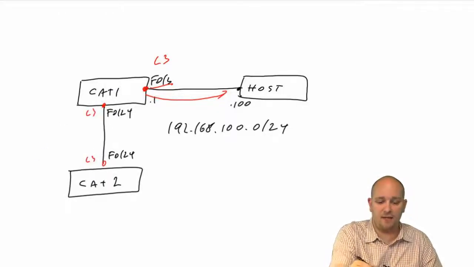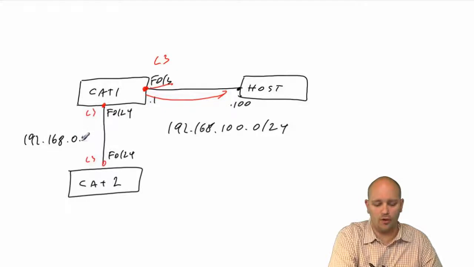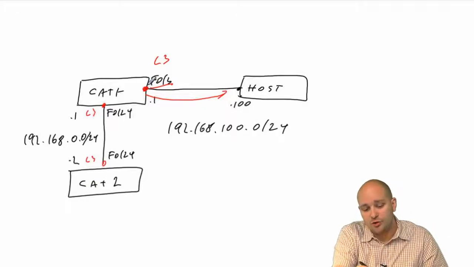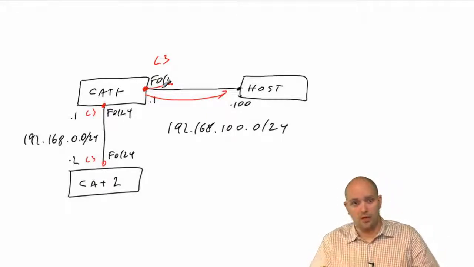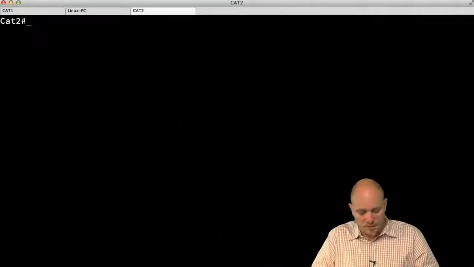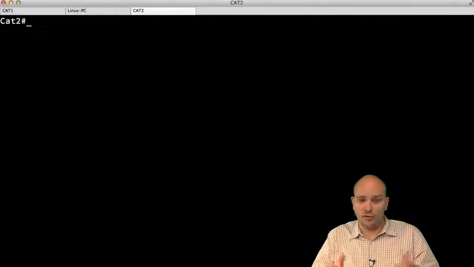And let's say that the network that I want to use between them is going to be 192.168.0.0/24. I want to use .1 here and .2 here. So I'm going to have layer 3 ports all the way. So let's go and configure this on my Cat2. To do that, obviously, I'm going to need Cat2. So let's go ahead and configure Cat2 first.